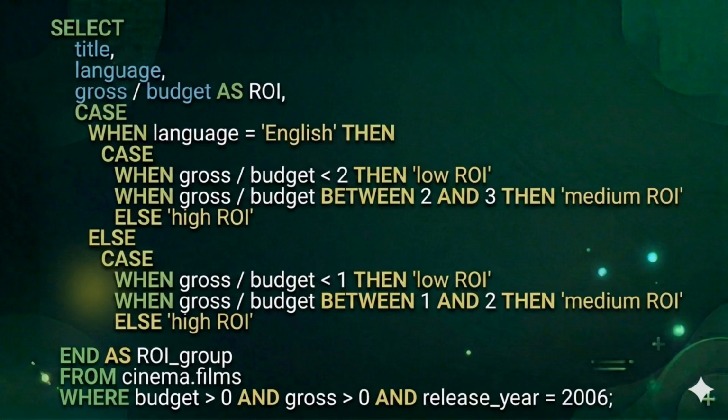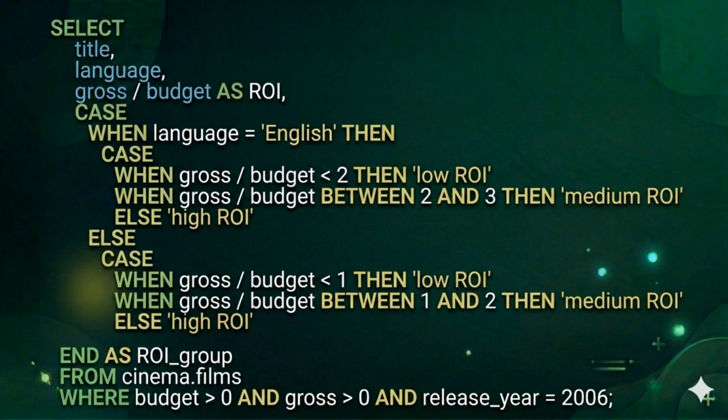We begin with the query, select title, language, and calculate ROI as gross divided by budget. Next, we use a CASE statement to create a new column called ROI group. Here's where the nesting happens. When the language is English, we apply a nested CASE to categorize ROI. If gross divided by budget is less than 2, we label it as low ROI. If the ROI is between 2 and 3, we categorize it as medium ROI. Otherwise, it falls under high ROI.